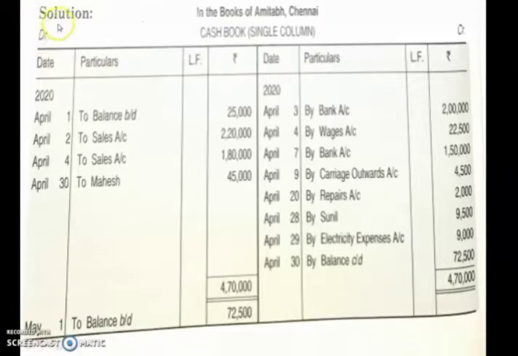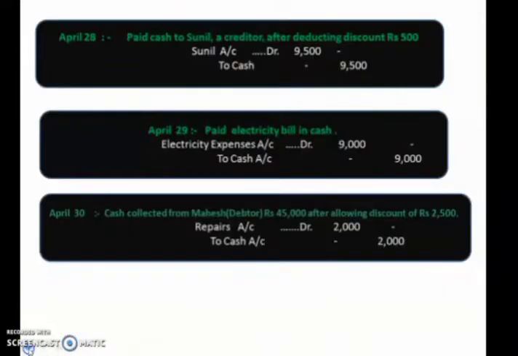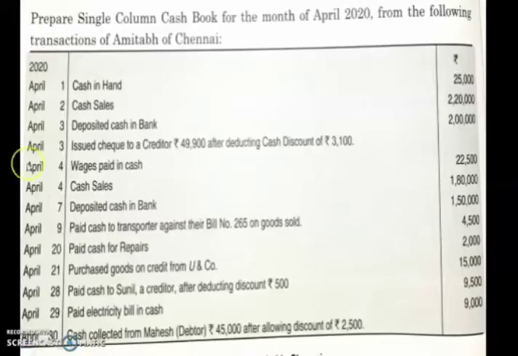So on the debit side of the transaction, you can write April 2. This is your second journal entry. So April 2, to sales account. How much is the amount? 2,20,000. Now moving to the next transaction. What is the next transaction given in your question? April 3. Deposited cash in bank, 2 lakh.